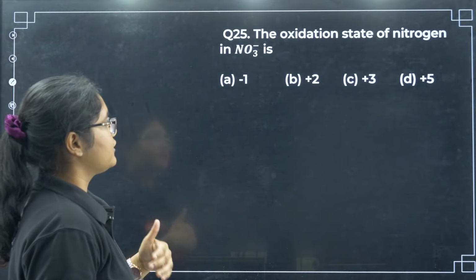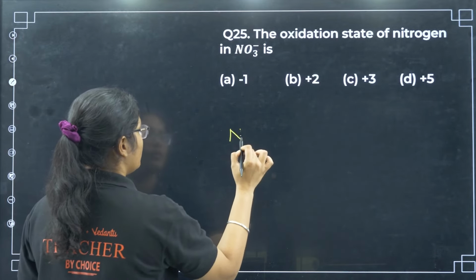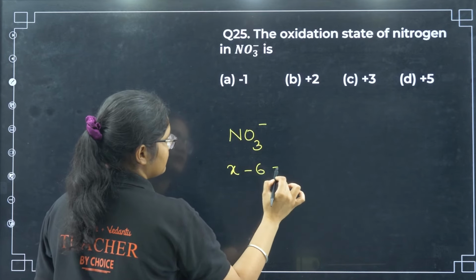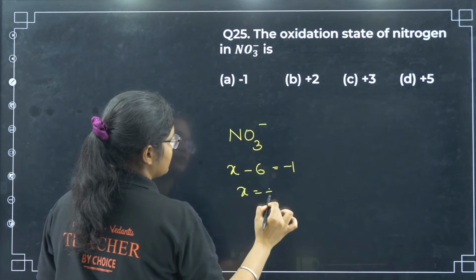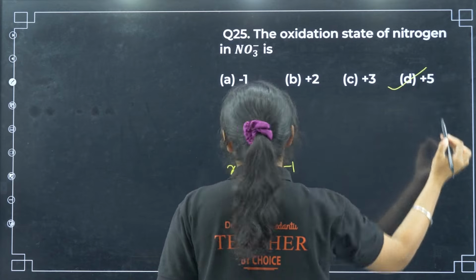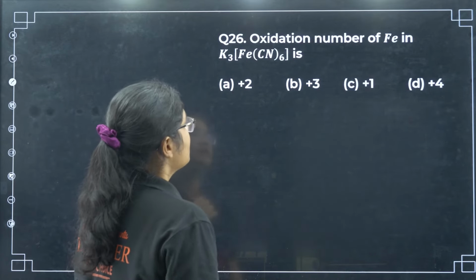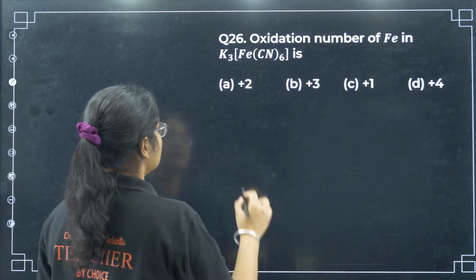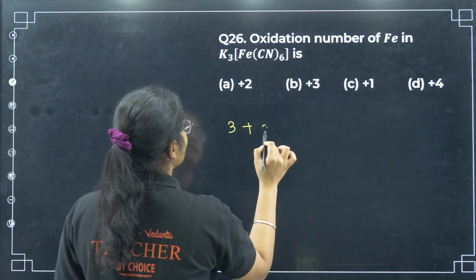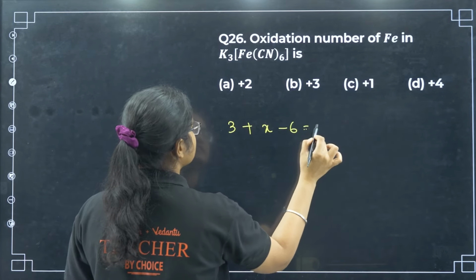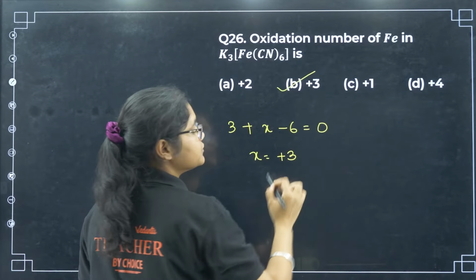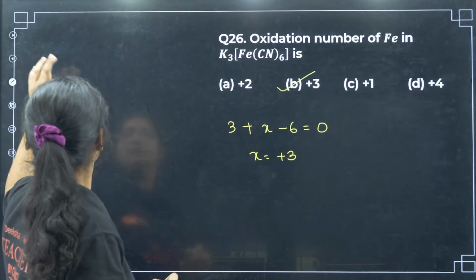Next, the oxidation state of nitrogen in NO3 minus. Let it be X. This is -6 equal to -1. Then it is equal to +5. Option number D. Next, oxidation number of Fe in K3Fe(CN)6. So you have 3, plus X minus 6 is equal to 0. Then X will be equal to +3. Option number B here. Okay.